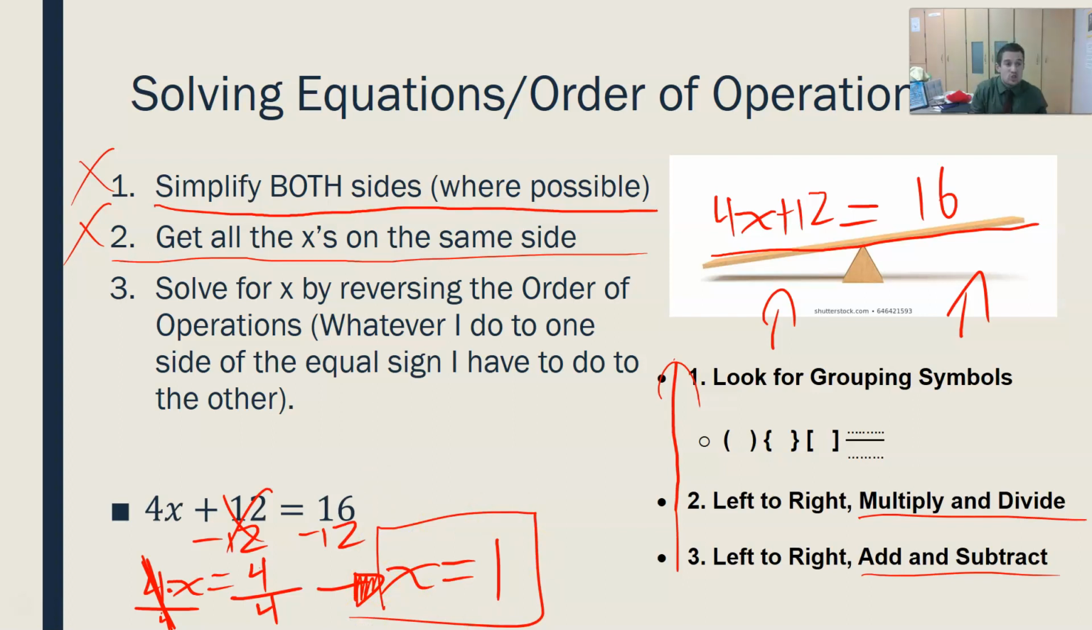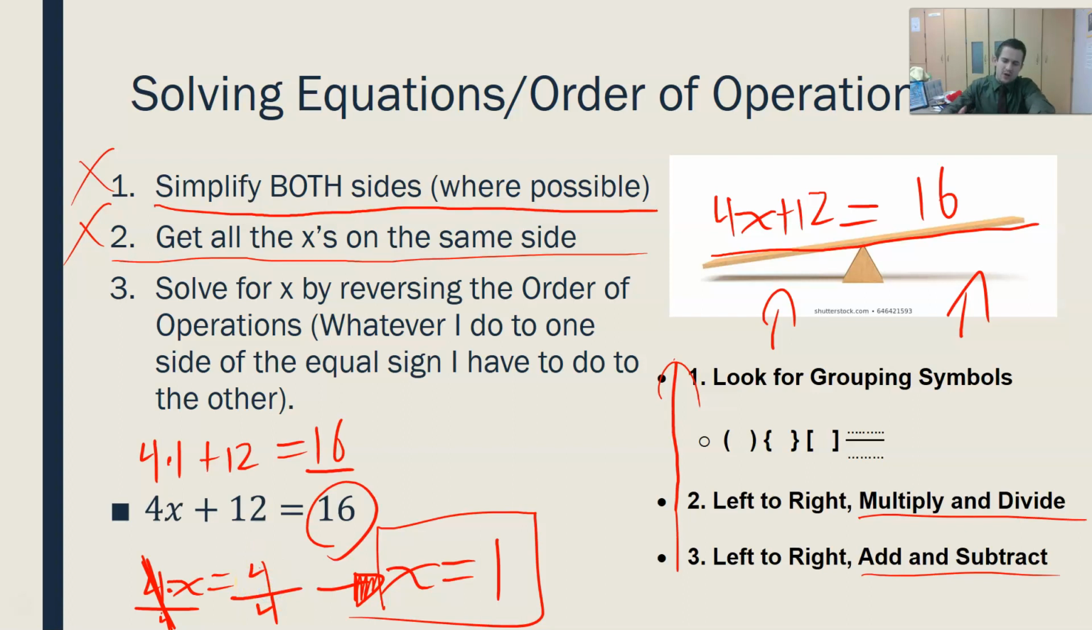Then to double check myself, just to make sure that I actually know what I'm doing, I'm going to go ahead and plug 1 back in here for x. So if I want to double check, I'd go ahead and, instead of x, put 1. So 4 times 1 plus 12. 4 times 1 is 4, plus 12 is indeed 16. So I know I did it right. It's a good habit to get into to check your work once you've finished.